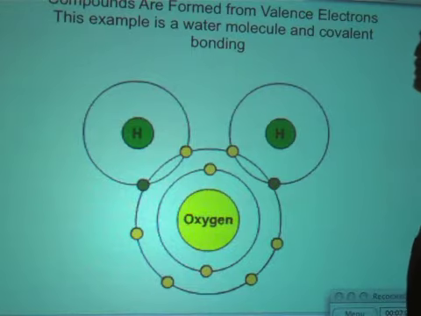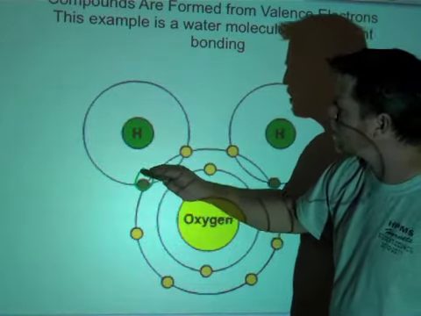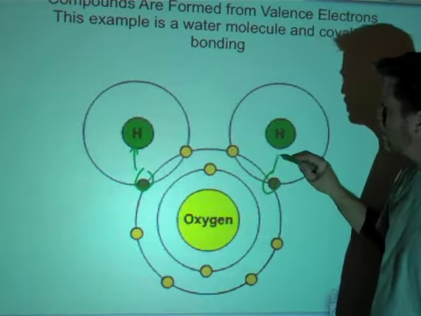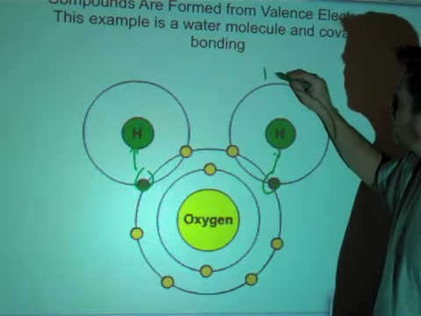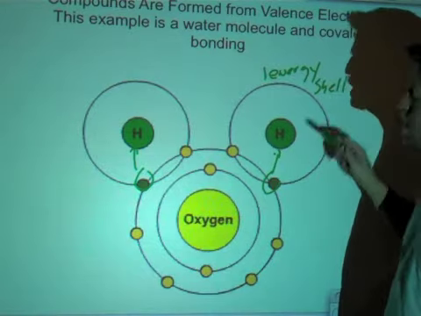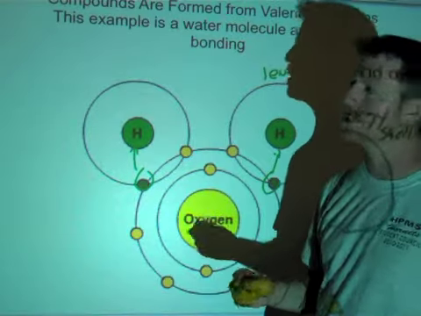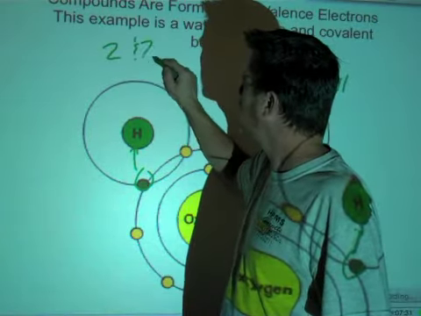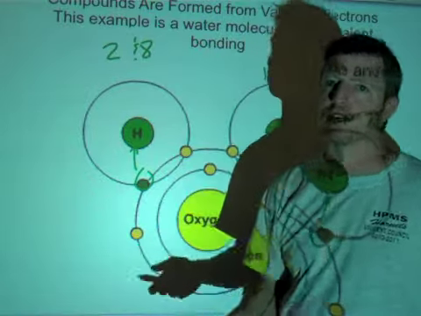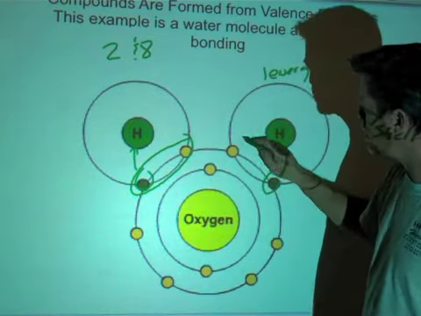Okay, next one. Compounds are formed from valence electrons. This example is a water molecule, and covalent bonding is happening here. Covalent means they share electrons. So if you notice, the green electrons are actually the hydrogen's electrons right here. Now he's only got one energy shell. So basically, remember, those shells are what the electrons sit in. And remember the first shell, if you remember our rule from the first 6 weeks, 2 and 8. Atoms with only 1 ring want to have 2 electrons. So how does he get those 2 electrons? Well, he shares an electron here with oxygen, and so does this one.